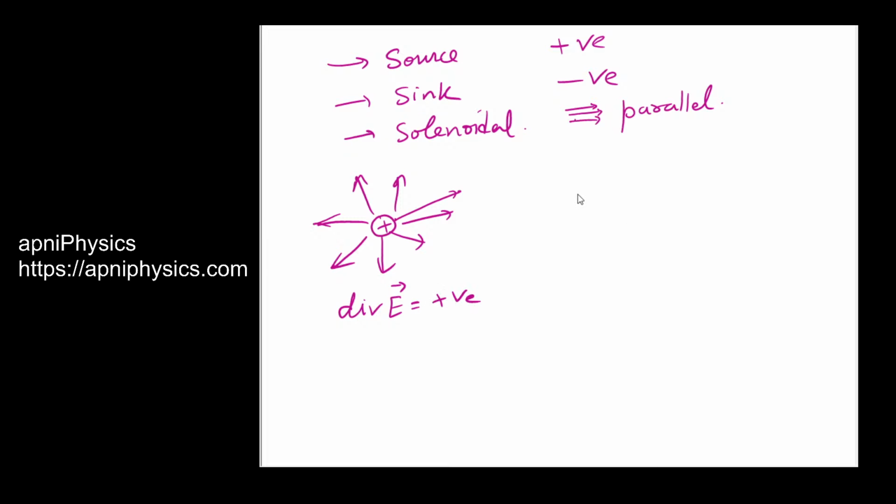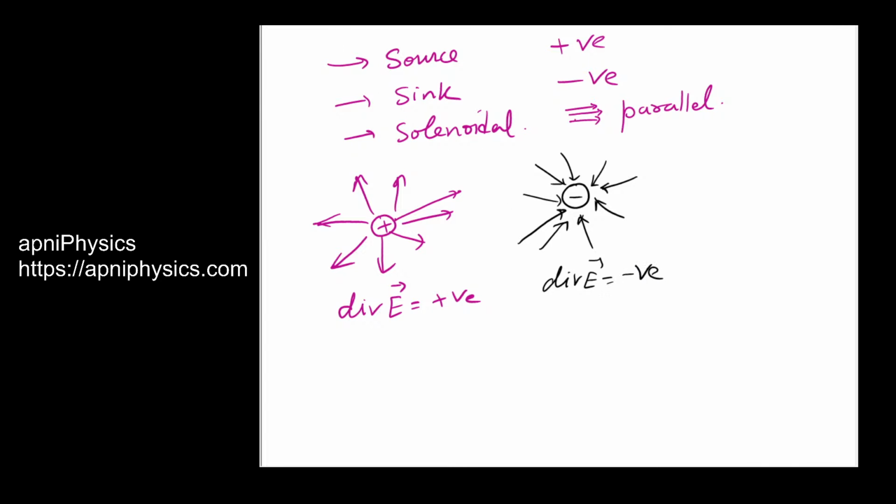And when you see that the divergence is negative, then the source of the electric field will be a negative charge, and it is called basically a sink. So the divergence of E at any point here will be negative.